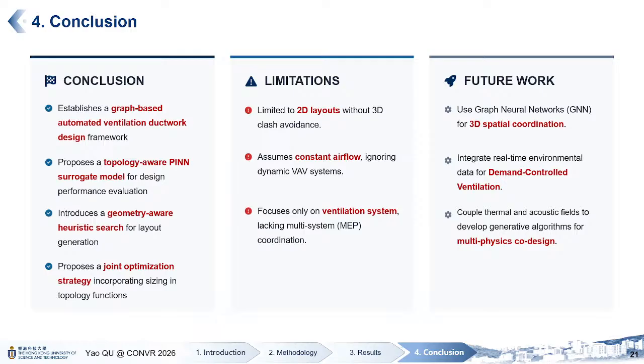For the conclusion, my research established a graph-based automated ventilation duct design framework, proposed a topology-aware PN surrogate model, introduced geometry-aware heuristic search, and proposed a joint optimization strategy. It also has some limitations. First, it's limited to 2D layouts, it assumes constant airflow, and it focuses only on the ventilation system.